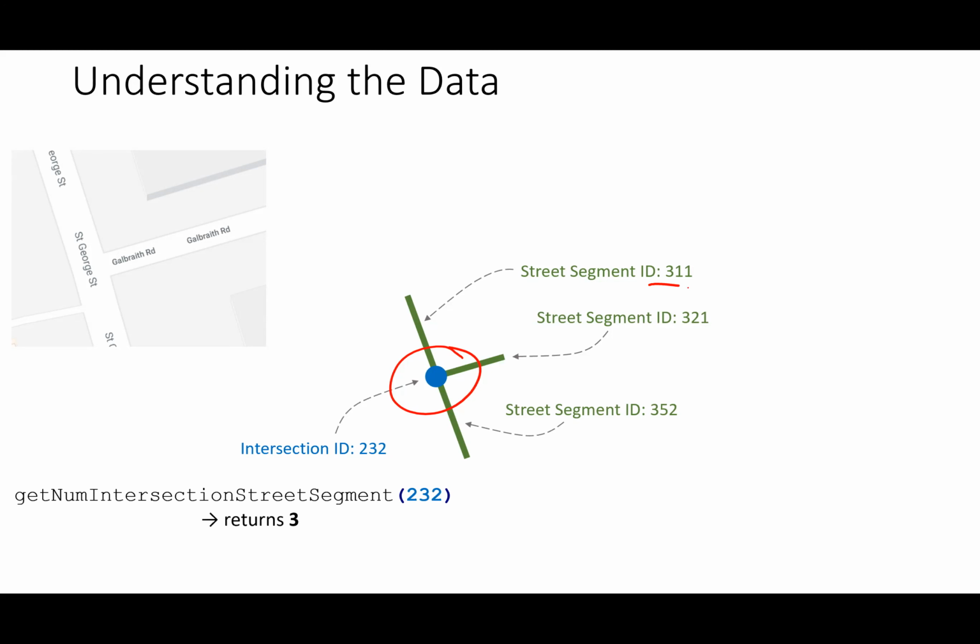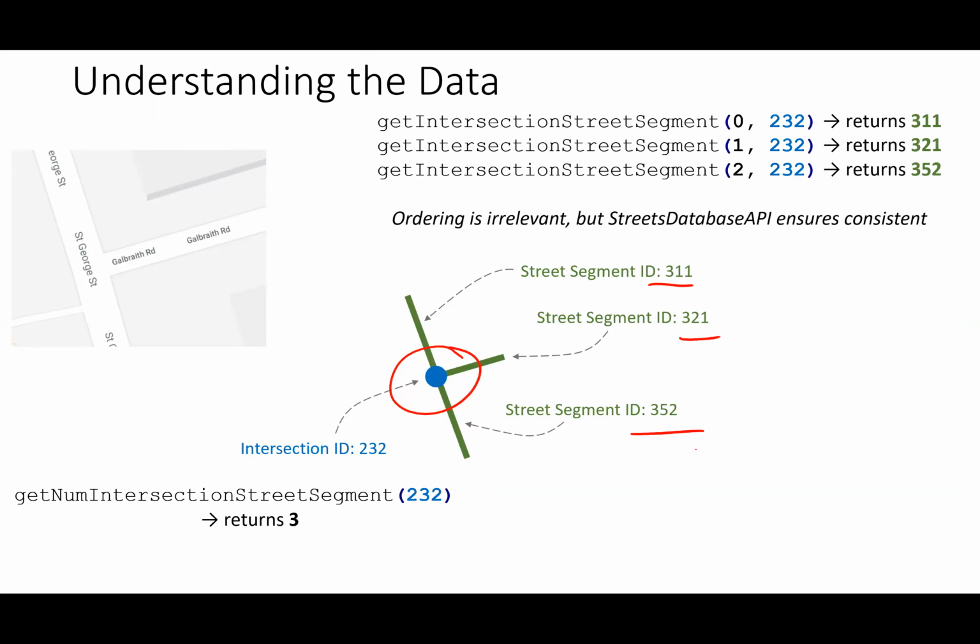If those street segments have these 3 IDs, I can get them. I can basically get the IDs of the street segments that hit this intersection by saying get intersection street segment. So get from intersections, I want to get a street segment. Which one? I want it for intersection 232, and I want the 0th one. So 0th just means tell me the first one. That will return 311. I can ask about the index 1, give me the next one, and that'll return this one, 321.